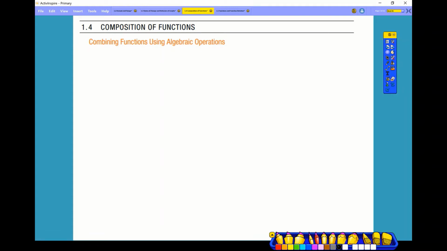Hello and welcome to Unit 1, Section 4, Composition of Functions, and we're going to have some class. Probably not fun, but class. We're just going to have some class, I'll put it that way.